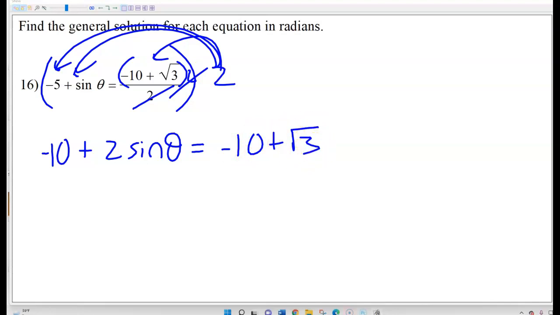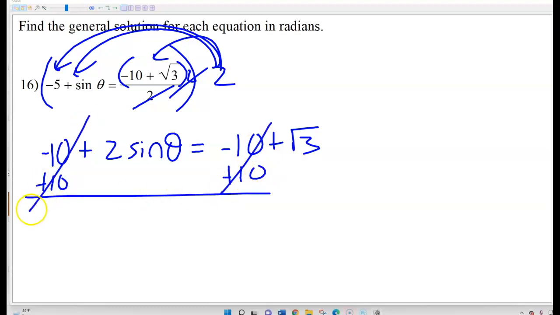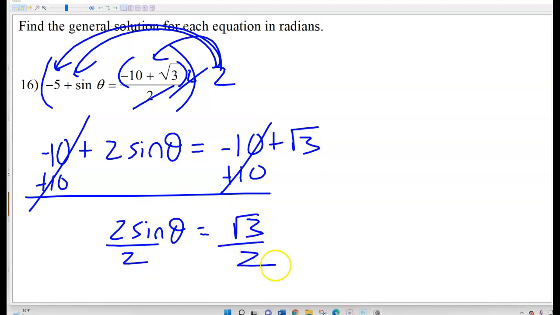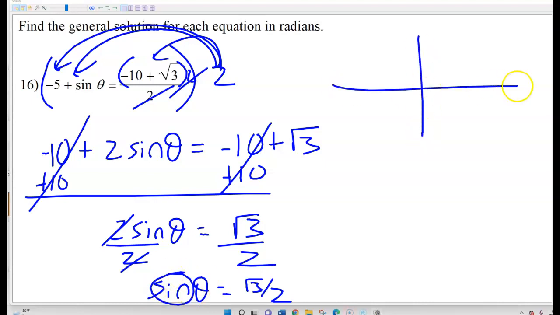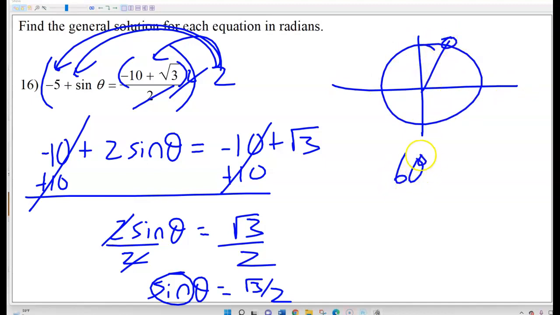All right. Next step, we're going to add 10 on both sides. And they actually just both cancel. That's interesting. And then we divide. All right, so we're looking for, on our unit circle, where does the y value, which is sine, equal radical 3 over 2? There are 2 places that occurs. One is here at 60 degrees. The other one is here at 120 degrees. So there's our 2 answers.